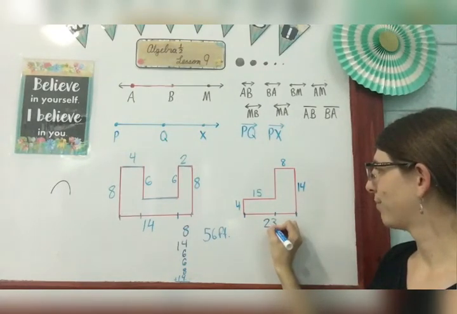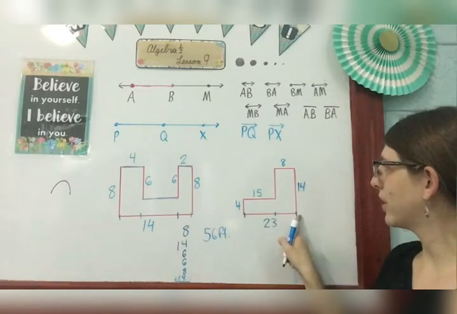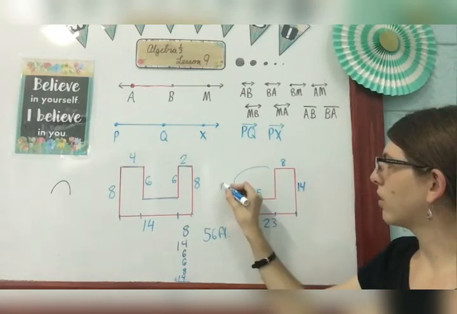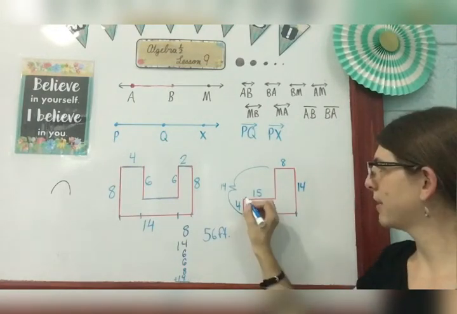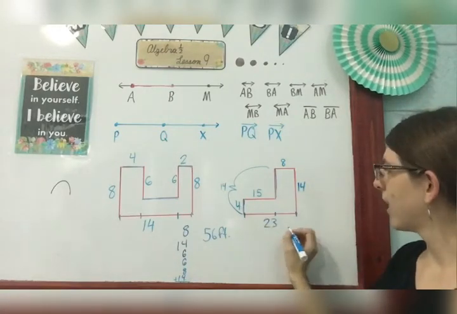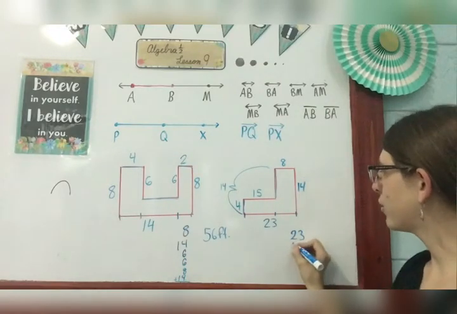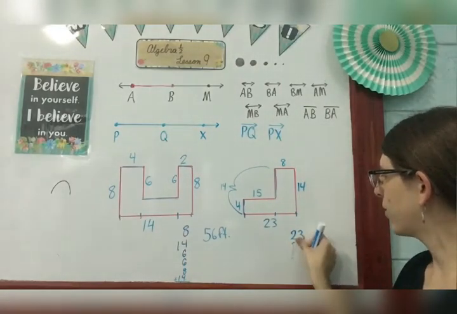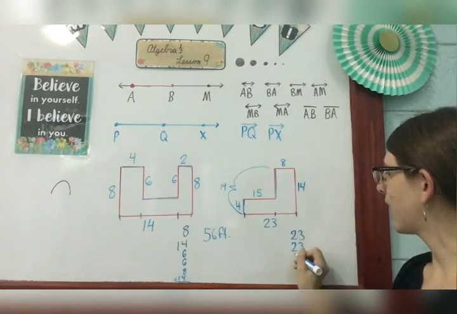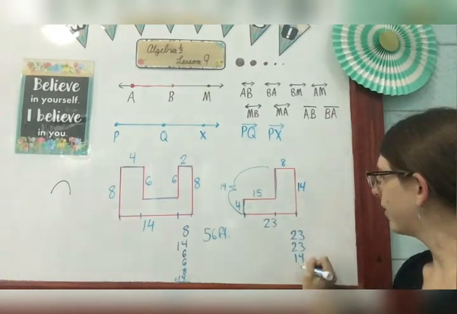So 15 plus 8 is what? 23. This piece plus this piece is the same as 14. So I know that both of them together equals 14. So now I can add it all up. I have 23 on the bottom, plus 15 plus 8, which I know is 23, 23 again for the top, plus 14 on this side, plus 4 plus this, which I know is 14 on this side.